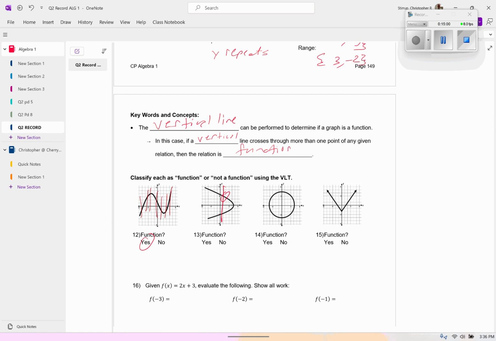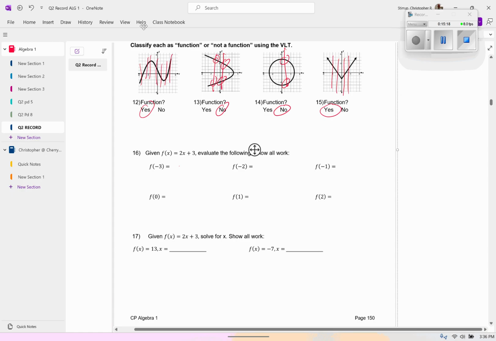This one isn't. Okay, we could show a whole bunch of vertical lines that keep crossing. So that's not a function. Circle, not a function either. Vertical line crosses it too many times. Just this letter V looking thing, vertical line, yeah, function works.